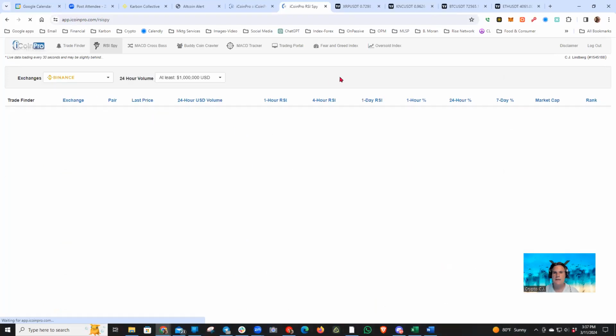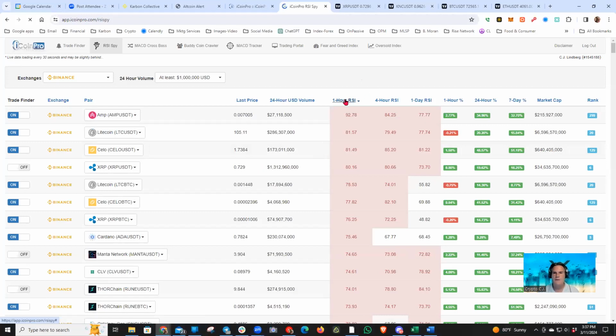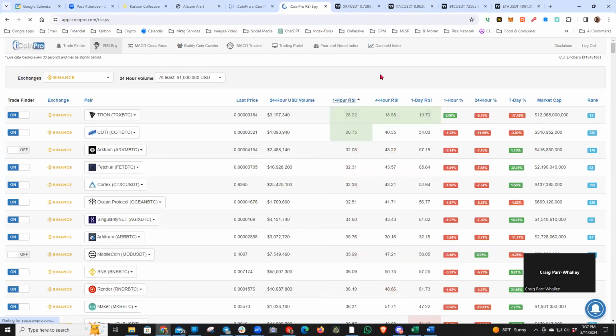iCoinPro is home of the 1, 2, 3 dip training and conservative day trading approach. They would be horrified if they knew I traded on leverage, but yeah, well. And there's two tools I like that they have: the RSI SPY and the Buddy Coin Crawler. The RSI SPY, I'm going to sort by the 1 hour RSI, and I'm looking for values below 30 for longs. I don't really have those. The only ones I have are Bitcoin pairs that I don't really like to trade.